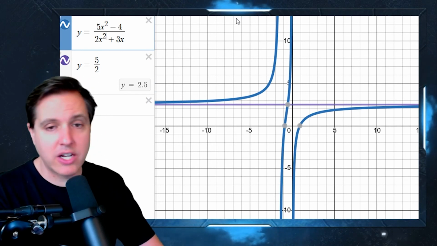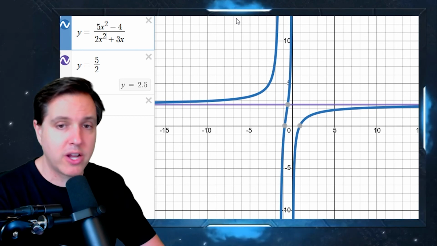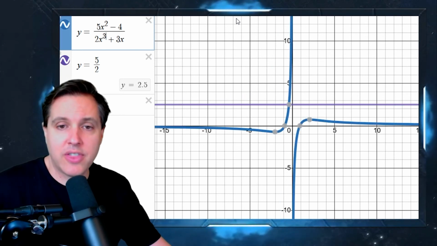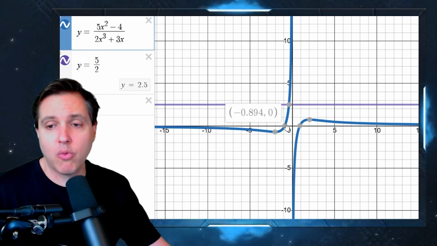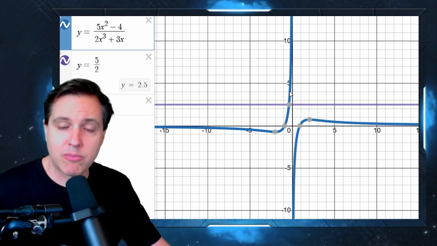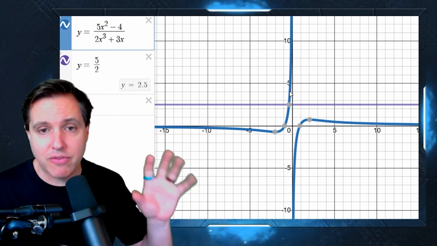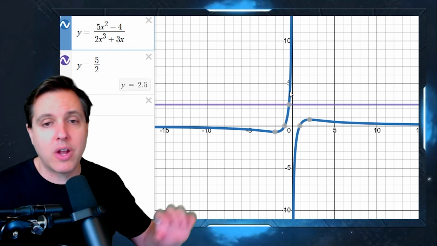So what if we change this to where the degree of the denominator is bigger than the degree of the numerator? So let me make this a third degree polynomial. All of a sudden things are very different. Now we can see in the middle of this graph that we're actually crossing the horizontal asymptote. You can cross a horizontal asymptote in the middle of the graph. That's fine. What doesn't happen is crossing a horizontal asymptote on the ends.